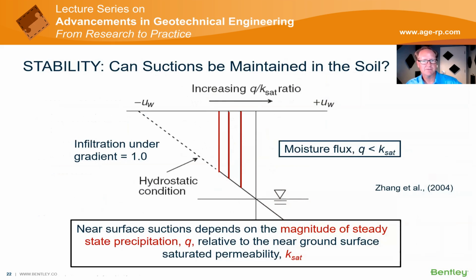And I like this figure because it shows our hydrostatic line here. Here's the hydrostatic condition, here's our water table. And in this case, we're raining on the soil at a rate that has a moisture flux that is less than the saturated hydraulic conductivity of the soil. And there's a perception that if we rain on soils, it will always destroy suctions for the full depth. And that's not actually quite true.